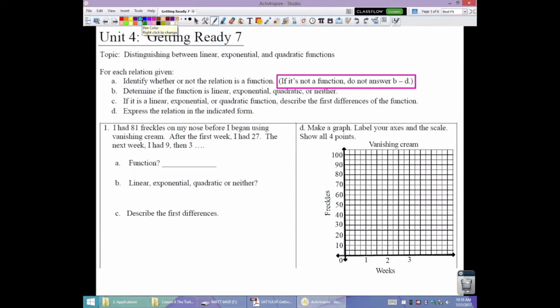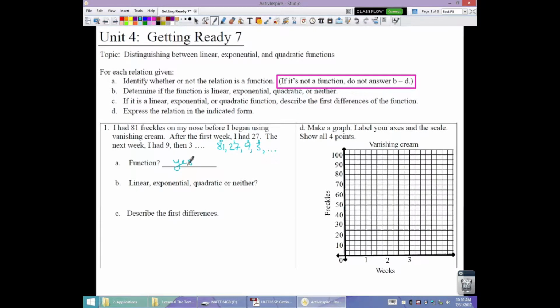So, number 1, I had 81 freckles on my nose before I began using vanishing cream. After the first week, I had 27. So I went 81, 27. The next week I had 9, then 3, and so on. So is this a function? Well, if we put x values in there, 0, 1, 2, 3, yes, each week had one exact freckle number associated with it. So yes, this is a function.